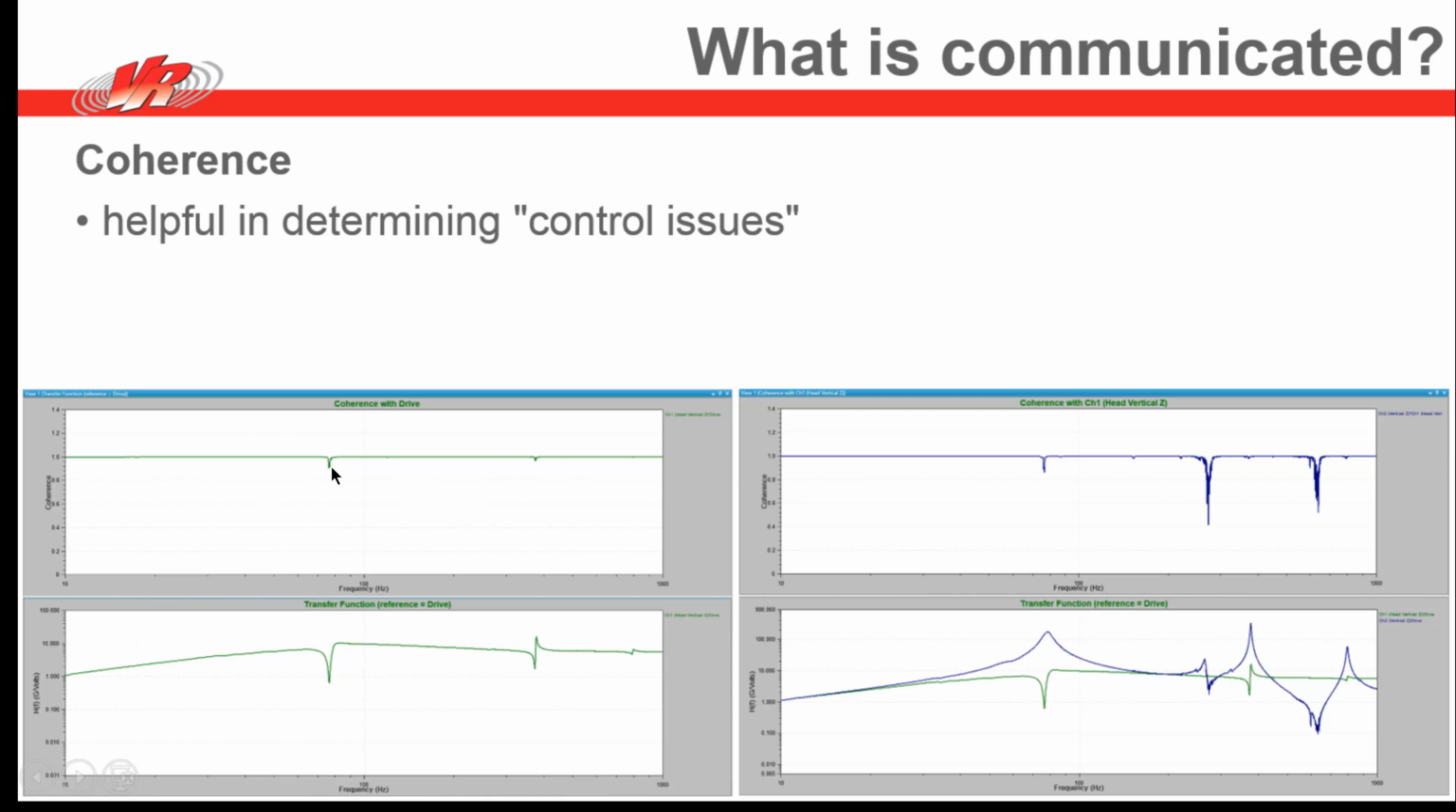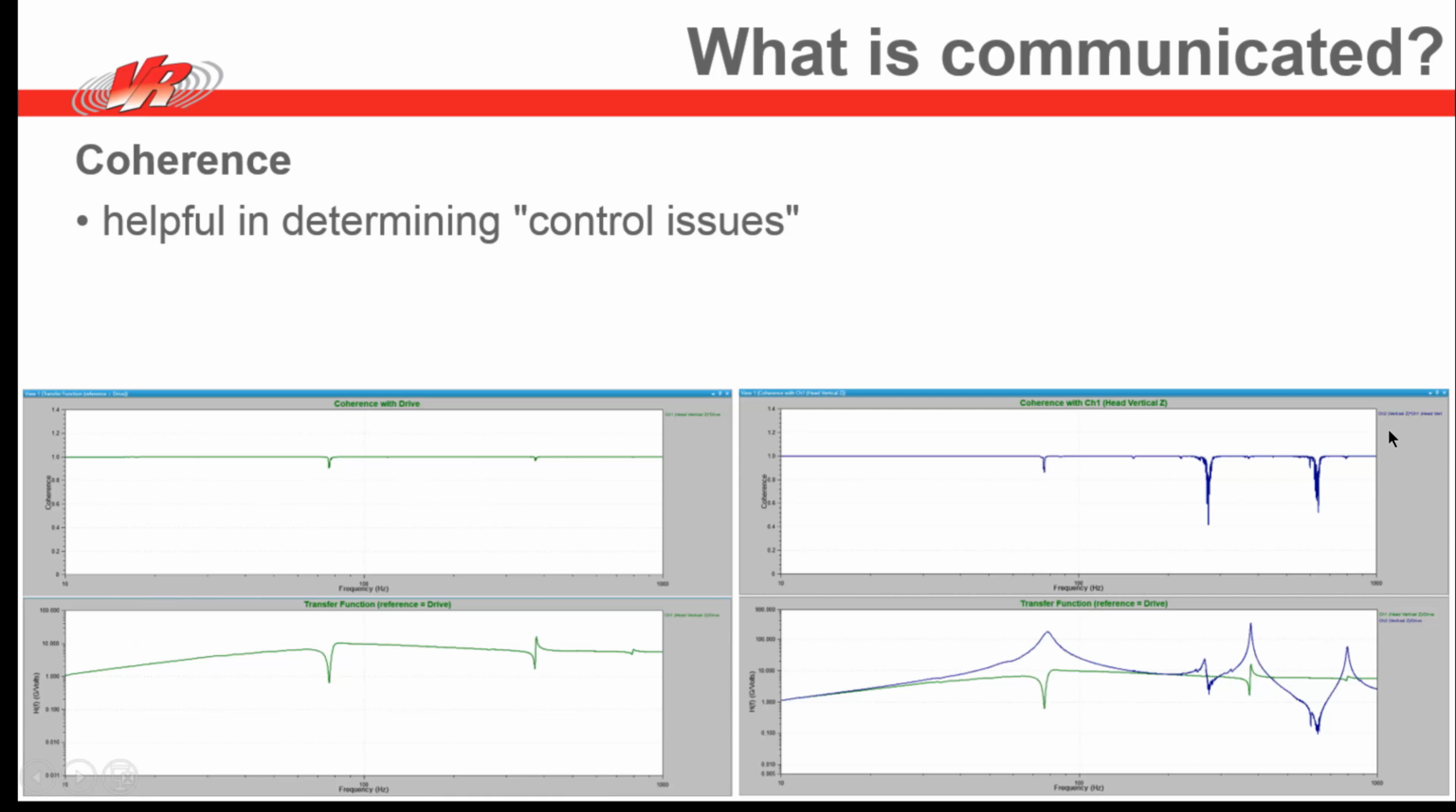These little hiccups here are because of resonances that were present, and therefore the feedback made it a little difficult to control at that particular frequency, and yet this coherence value is relatively close to 1. So even through a resonance, it was performing well.